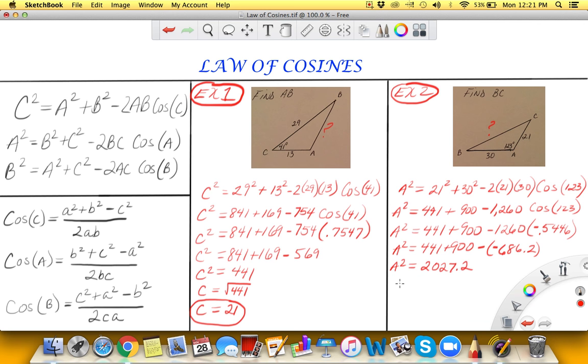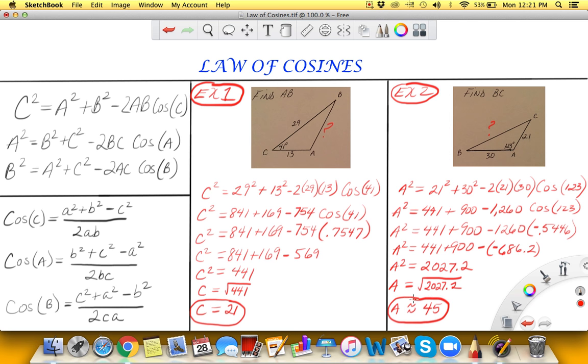And what I'm going to do is, in order to get rid of this exponent of 2, I have to take the square root of both sides. So this tells me that a is equal to the square root of 2027.2. I'm sorry, I wrote 0.7, so that's 0.2 right there. And then a is approximately 45. Now, once again, that's a length of a side, so it's just 45 units.